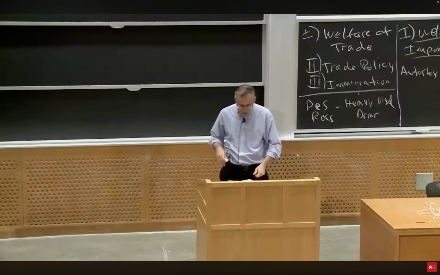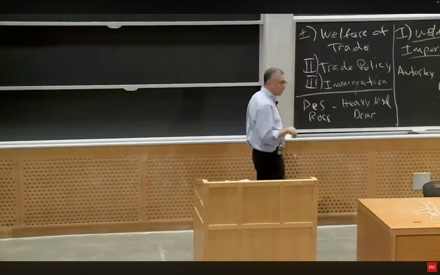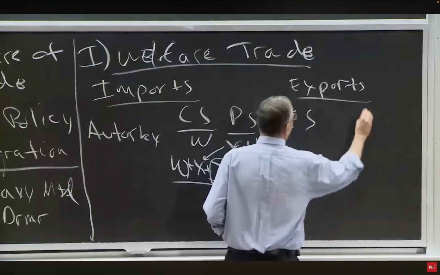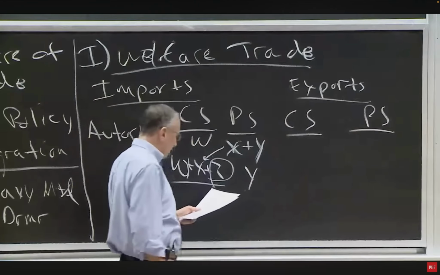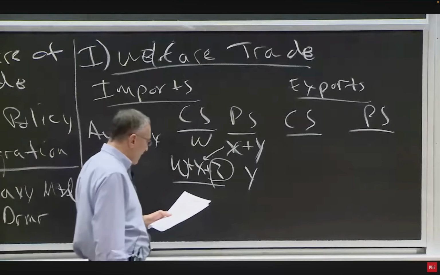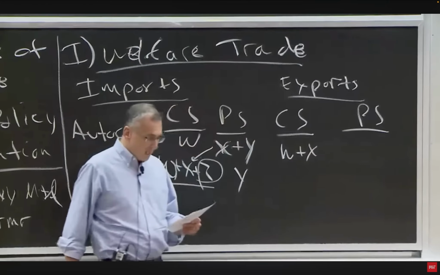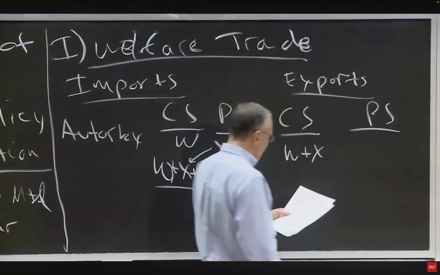Now, what's the welfare analysis of exports? This is quite interesting. Let's go to figure 19.5. Okay? Under autarky, what is the consumer surplus? Well, under autarky, the consumer surplus is W plus X. And what is the producer surplus? It's Y.